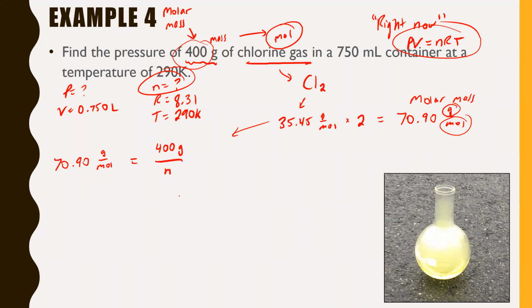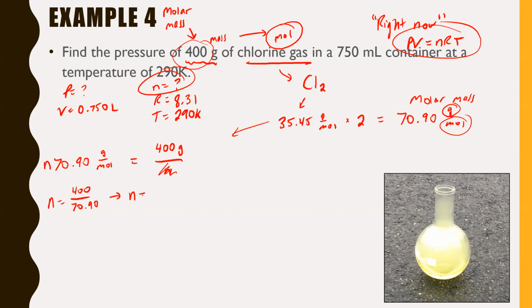So I'll call it N. If we're trying to solve for N, we just need to do a bit of a switcheroo. It's really, really annoying when you're solving for something on a denominator. But to solve for N, I would multiply by N to the other side. So watch this. I'll multiply it over, so I'll put it over here, and then I'll divide by the 70.90. So N equals 400 divided by 70.90.